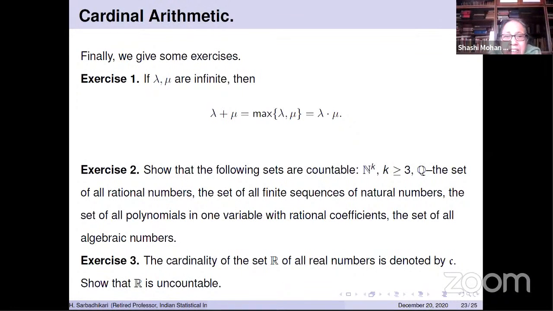Yes, this is sort of trivial, isn't it? We've already kind of done this. So you can try this. If lambda and mu are infinite, then lambda plus mu is the maximum of lambda and mu, and since it's the same as lambda into mu.